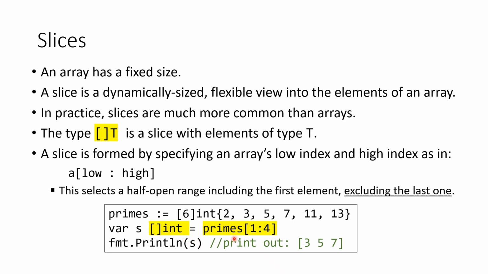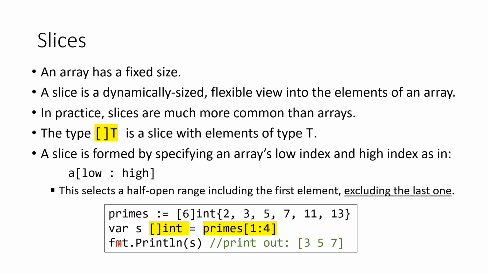A slice is formed by specifying a low index and a high index of an array, as in this expression, which starts with the array name followed by an open bracket, then the low index, then a colon, then the high index, and ended with a close bracket. This expression selects a half-open range including the first element, but excluding the last element of the range. So it includes the elements of the array from index low to index high minus 1.